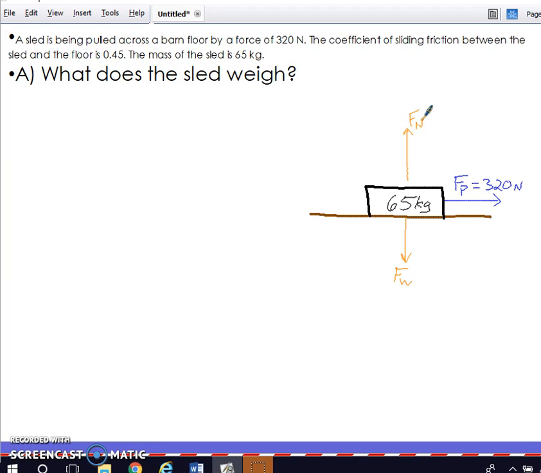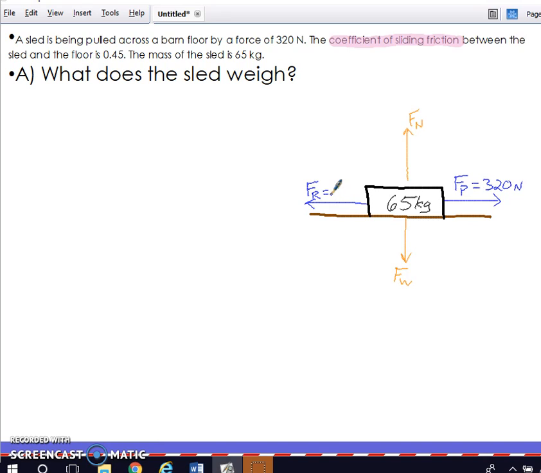What does it say? The coefficient of friction between the sled and the floor is this. So because it says coefficient of sliding friction, I know there's friction. All right, so I'm going to add that one as well. And remember, friction opposes motion. So if it's being pulled to the right, then the sled is going to the right. So friction is going to act opposite. FR. And again, I don't know what that is yet.